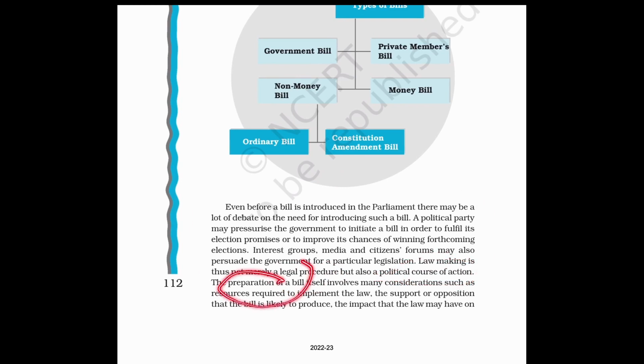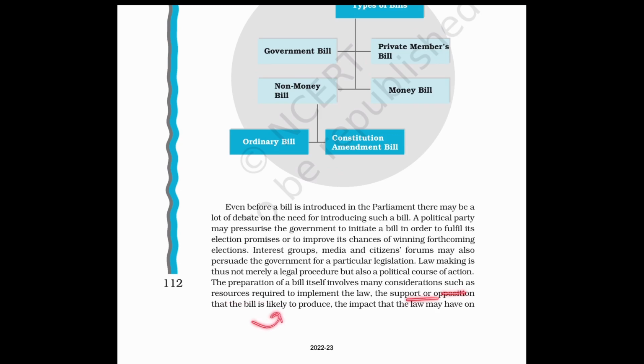Then when the preparation of the bill will come, abhi it is not introduced. We are going into the back end of the story. So even the preparation of the bill will involve several considerations. For example, if that bill gets converted into a law, do we have enough resources to implement that law? Let's say we are making a certain education related bill. Do you have enough resources that you will be able to provide that education to the people, to the children, once that law comes into existence? So of course, resource understanding is important.